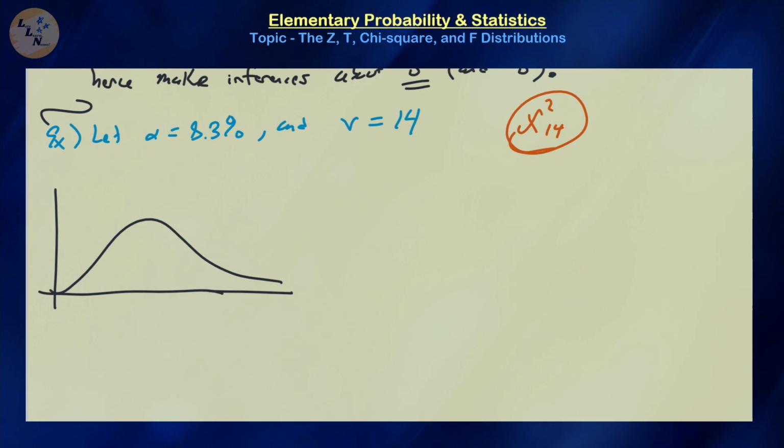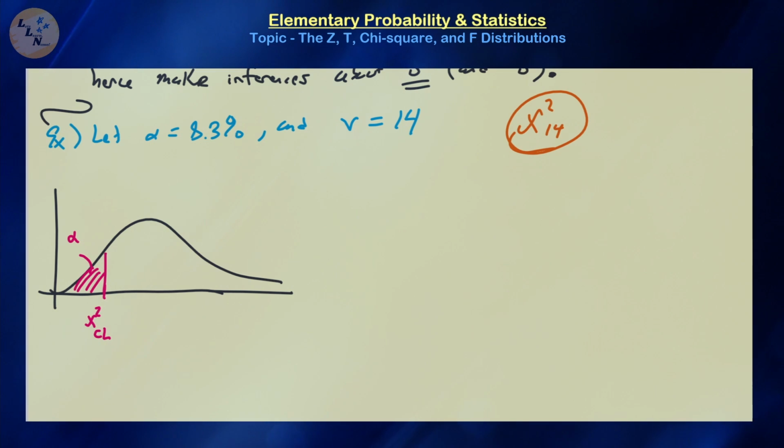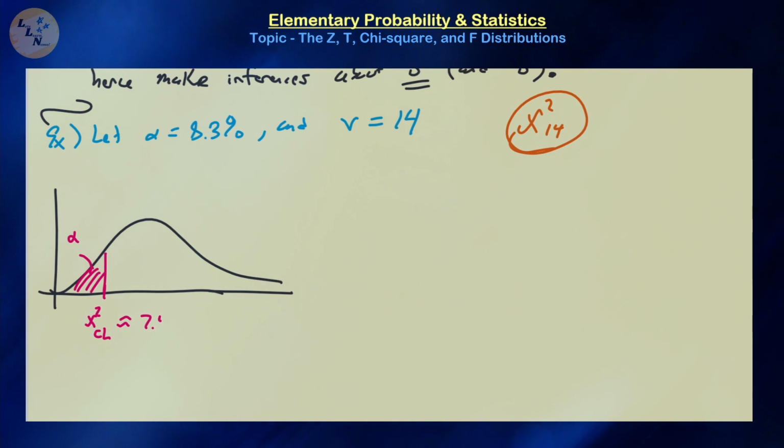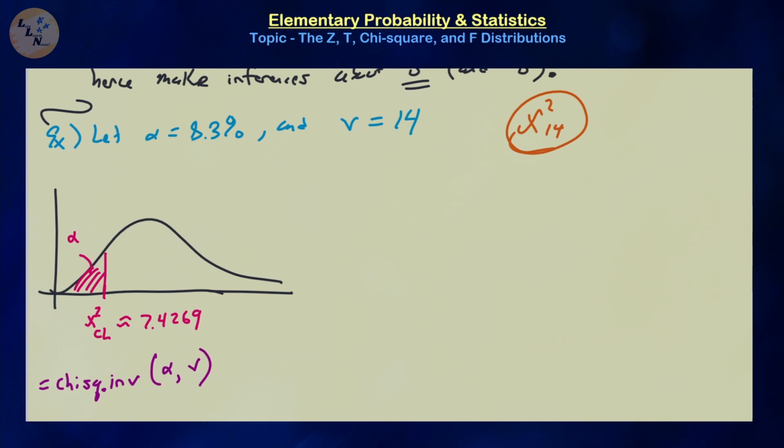So let's assume that we want our alpha to be equal to that little region, so the left tail. So I'm going to call this number a chi-square critical value on the left. One should be able to show that that's approximately equal to 7.4269. So how do you calculate this in Excel? That's going to be equal to CHISQ.INV, so it's an inverse problem still, but for the chi-square distribution, of alpha, comma, the degrees of freedom.